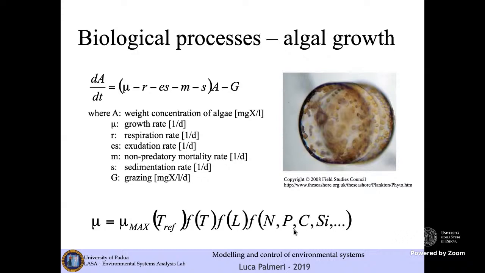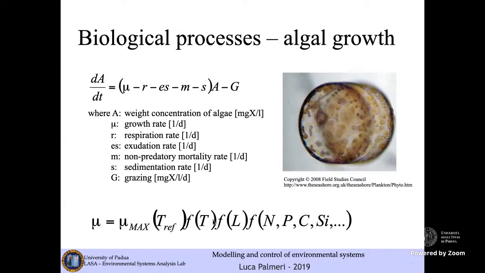These F's are all functions in the codomain 0, 1, meaning that if a function is 1, then you have no limitation. You have a maximum growth rate. If the function is 0, then you have total limitation. This is a first way of combining several limiting effects.